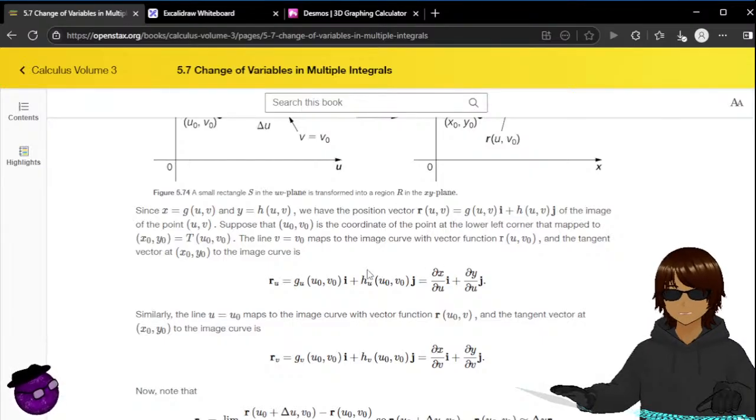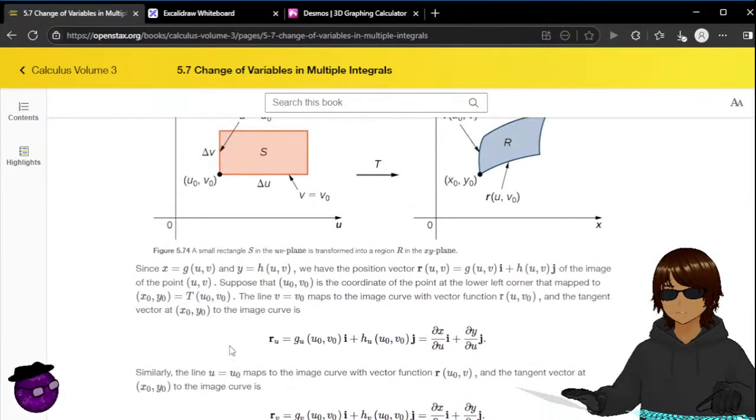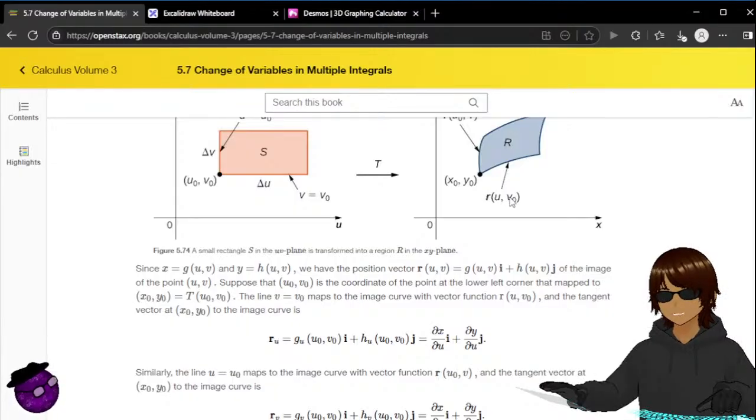This is getting complicated. So partial derivative of x with respect to u plus partial derivative of y with respect to u. And what are we finding? The vector function. This entire thing is at v0. So this line maps to this line, and this single line is represented by r(u, v0).